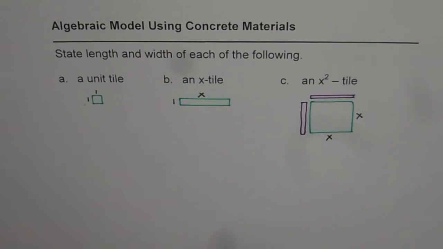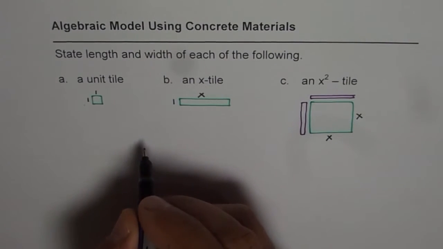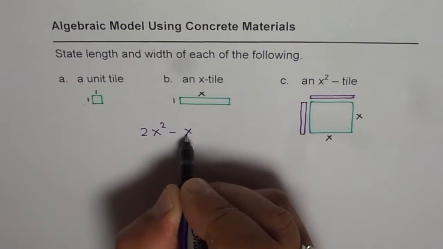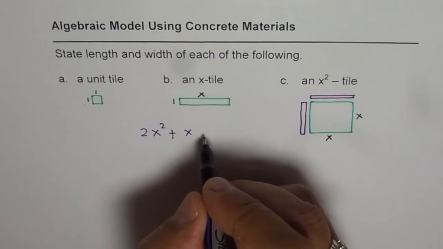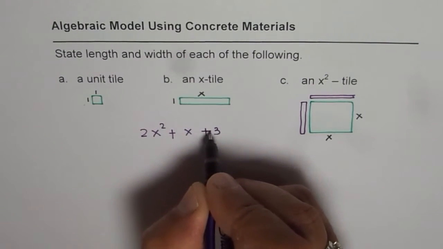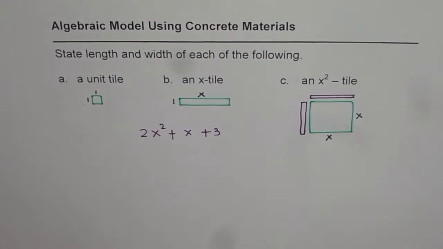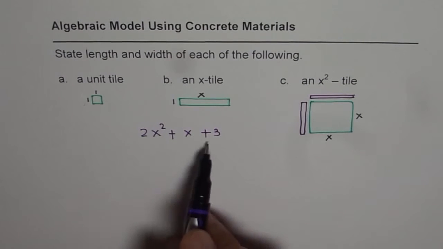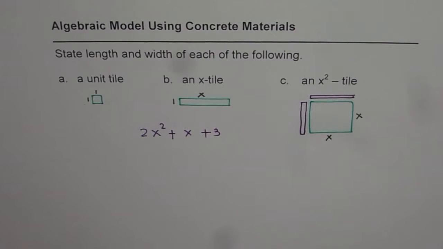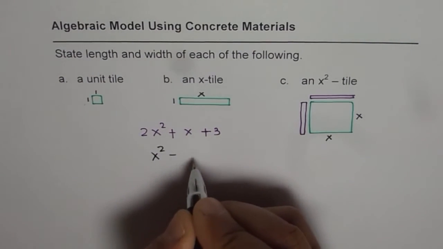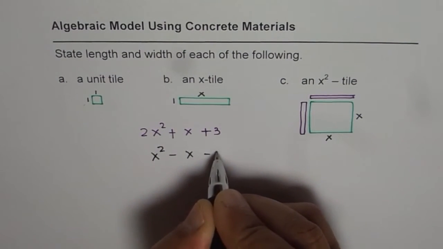Now as an exercise, I'd like you to represent an expression. Let us say we have an expression 2x square minus, let me write plus first, x minus, again I'm writing minus, plus 3. Write this as a model using concrete material. So let this be an exercise, right? Once you do that, then try this one also. This time I'll use negative, that is x square minus x minus 3.